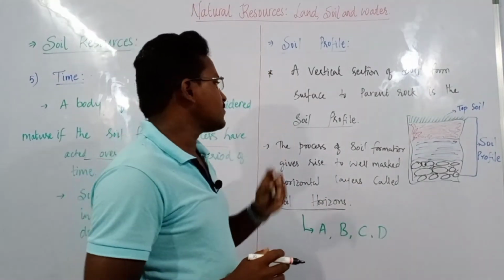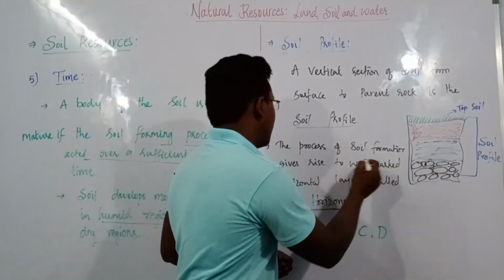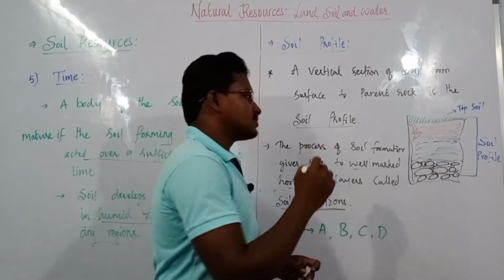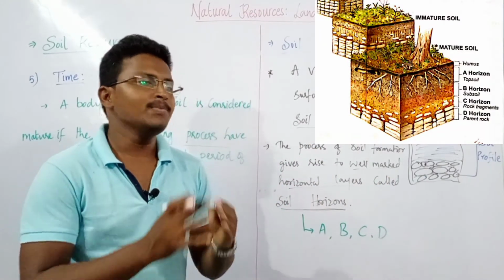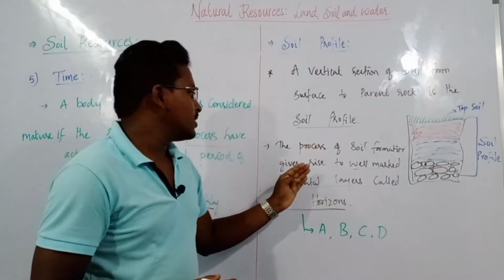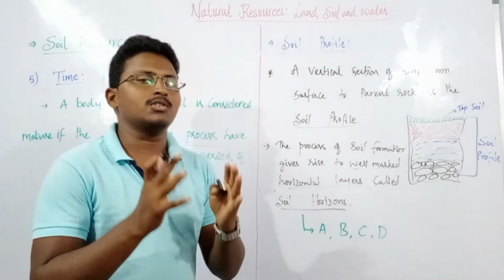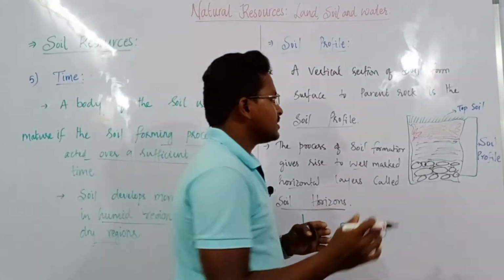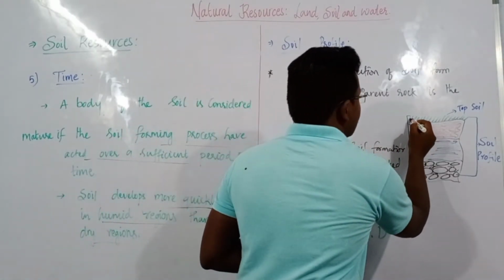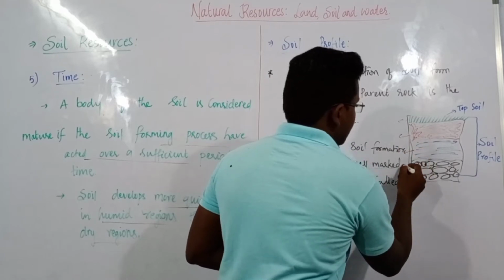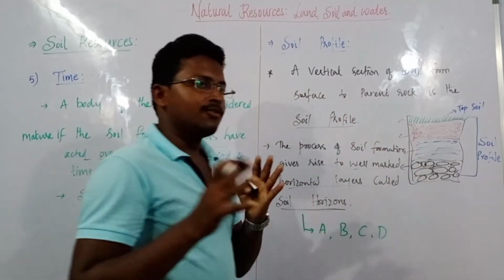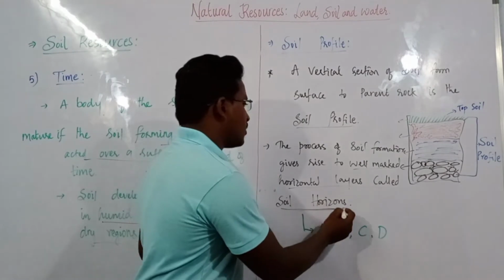And the process of soil formation gives rise to well-marked horizontal layers called soil horizons. During the process of formation, the soil has been divided into horizontal layers. These layers, these 4 layers, we may call soil horizons.